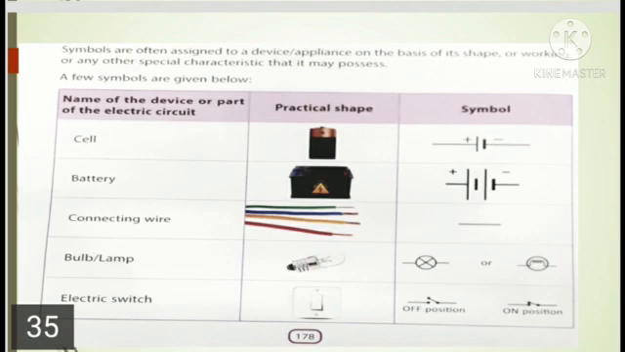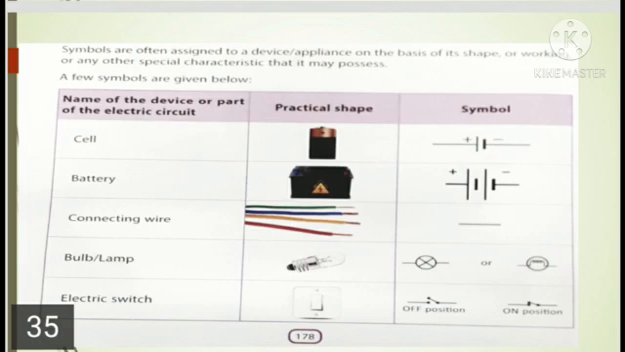Next one is the bulb or the lamp. And here you can see the practical shape. A bulb is shown to you, but in the symbols column, the first symbol is of a lamp, and the next is of a bulb, because the symbol with the filament is of the electric bulb. And the last symbol shown here is of an electric switch. You are familiar with the practical shape, but now we are going to see the two symbols of the electric switch.